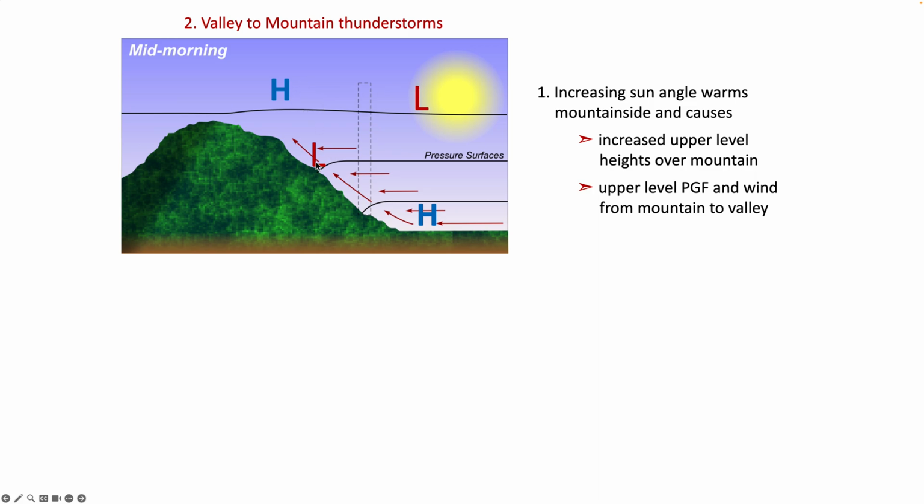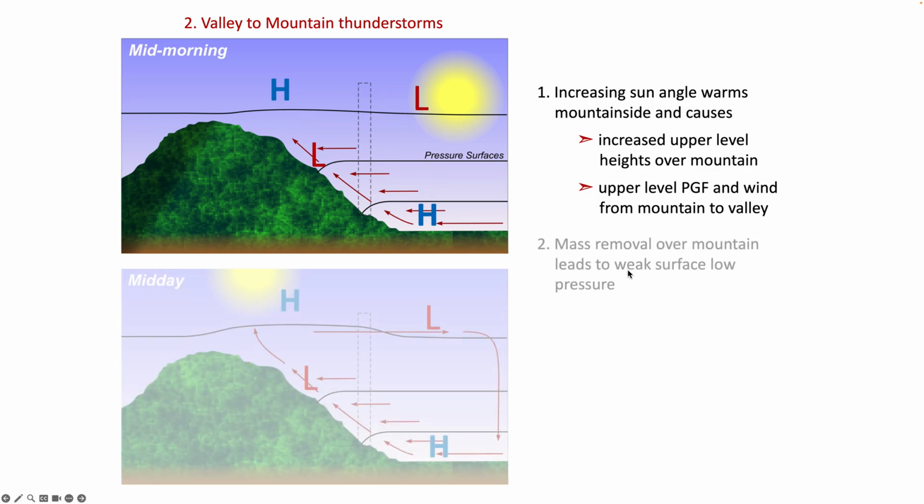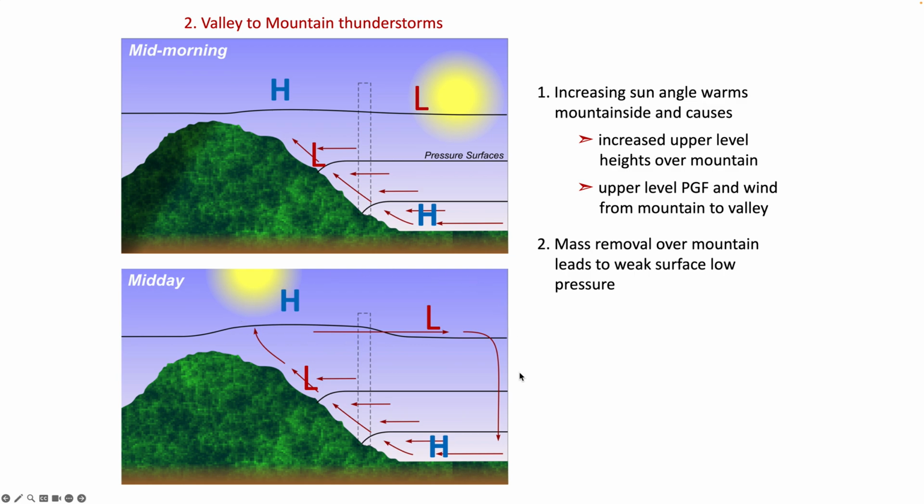So now what we're doing is removing mass from the column over the mountain, and adding mass to the column over the valley. So we'll end up getting surface low pressure over the slopes of the mountain and surface high pressure over the valley. And as a result, we end up getting this sort of circulation. Again, we get a cellular circulation where during the midday and afternoon hours, at the surface, where we've added mass and created high pressure, we'll get winds blowing in towards the mountain and then up the sides of the mountain.